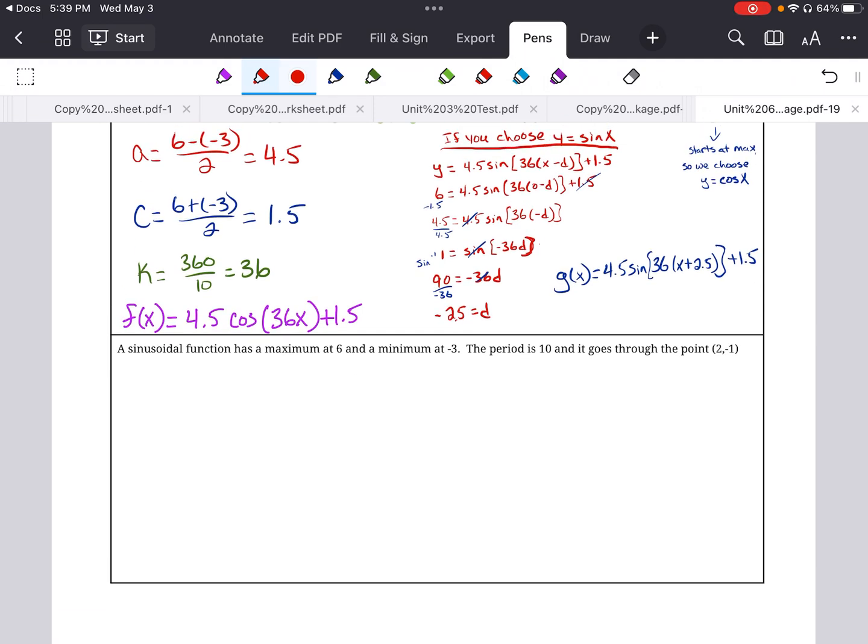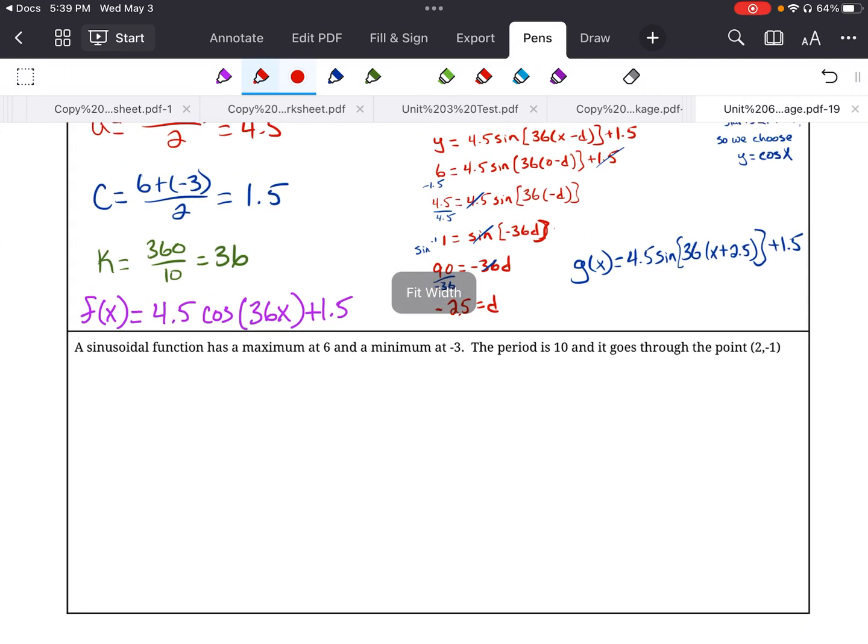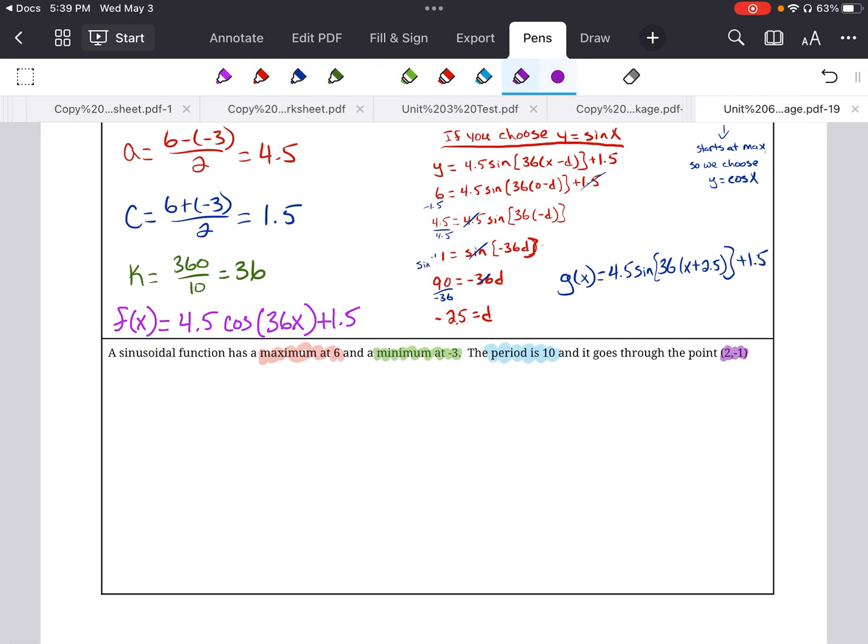Okay, one more. A sinusoidal function has a maximum at 6, again a minimum at -3, again a period of 10, but this time it goes through (2, -1). So now we're doing what we just did, but keeping it cos. Nothing is changing except for the starting point, the phase shift. It's no longer at the maximum at our y-axis, but we're still going to figure it all out.